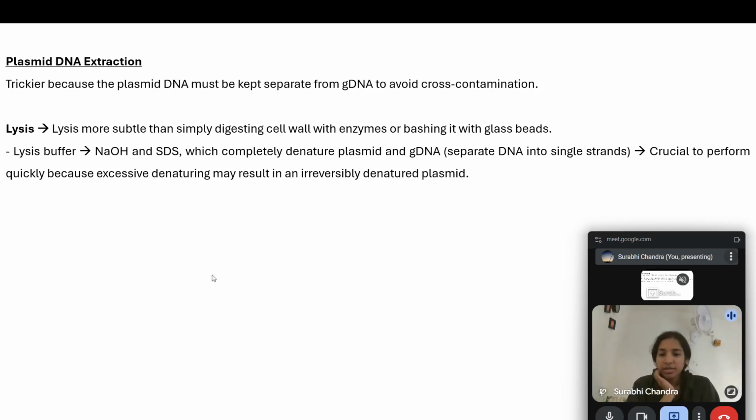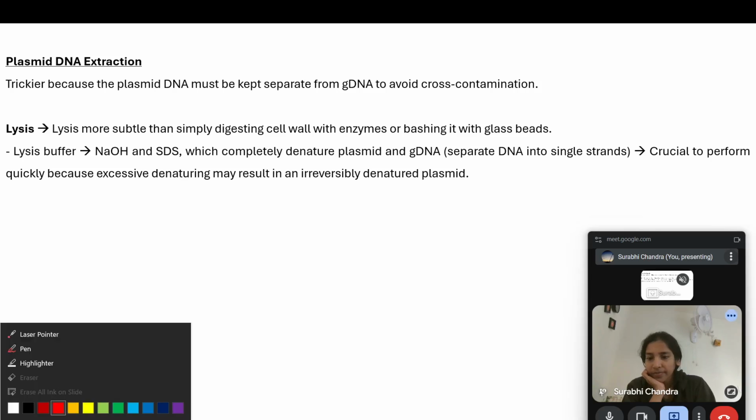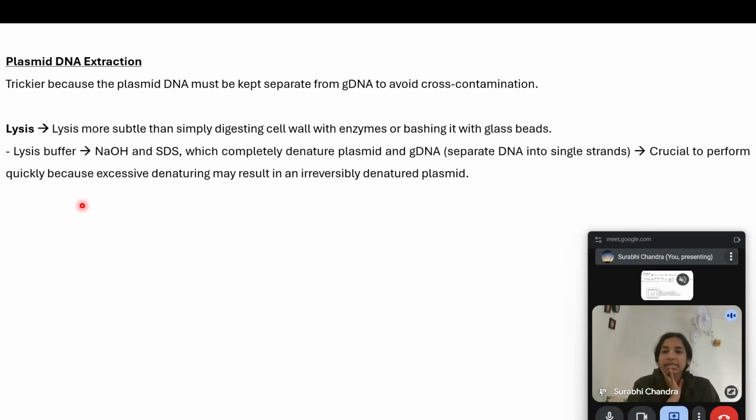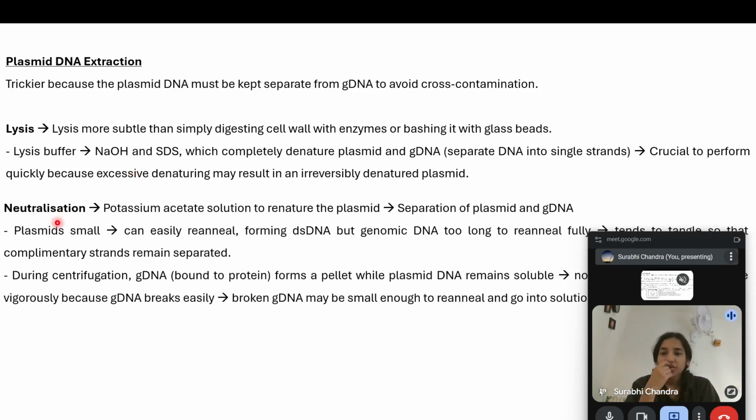So next what we have here: first is lysis. Lysis is more subtle, where we are treating with alkali and detergent. Then we have the neutralization step, where the main component is potassium acetate, which neutralizes the overall treatment that was given using strong alkali and detergent. Potassium acetate helps to renature the plasmid, and this is a very crucial step to actually separate the plasmid from the genomic DNA.